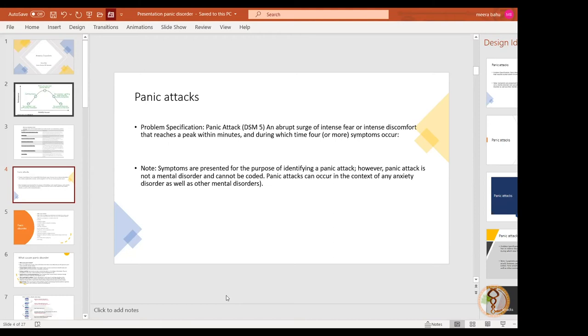So note, symptoms are presented for the purpose of identifying a panic attack. However, a panic attack is not a mental disorder and cannot be coded. Panic attacks can occur in the context of any anxiety disorder as well as other mental disorders. So you can see the panic attack can happen. I'm sure that all of us experience a panic attack once in a life. People are familiarized with what a panic attack is, maybe. It's rare that people don't experience it. Maybe there are people who don't experience a panic attack at all.